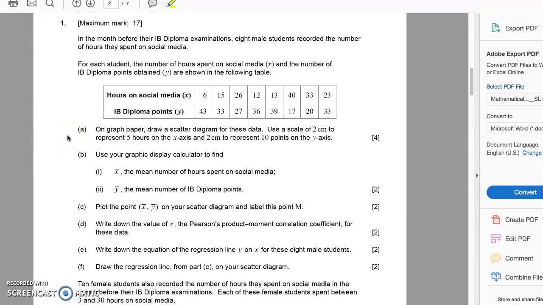On graph paper, draw a scatter diagram for this data. Use a scale of 2 centimeters to represent 2 hours on the x-axis, 2 centimeters for 5 hours, and 2 centimeters to represent 10 points on the y-axis. I can see my x values go from 6, the smallest value, to maybe 40, the highest one, while my y, the smallest is 17, and the highest is 43. So I need to take into account the minimum and the maximum while drawing the diagram.